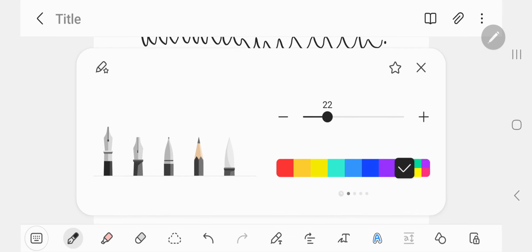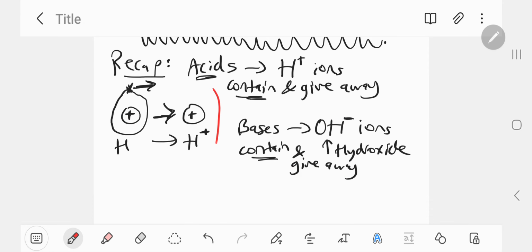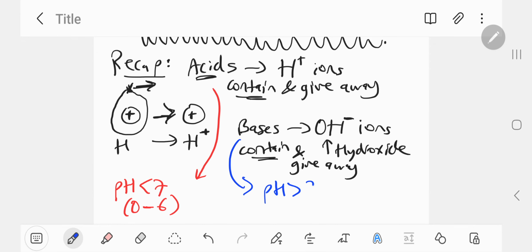Acids, I just want you to have this picture in your head of acids being red. It just seems to make sense, not only to me, but for students as well. They can categorize things easier in their brains. Acids have a pH less than 7, so in other words, a pH from 0 all the way to 6. Bases, I want you to think of them as blue, have a pH greater than 7. In other words, they've got a pH in the range of 8 to 14.